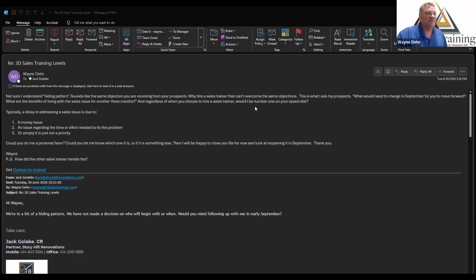And what are the benefits of living with the issue for another 3 months? Right? Most guys will say, well, what's the negative? What's the problem with living with it? What's the benefit? Because the benefit might be, well, now I can save up more money in 3 months to put the down payment out, or whatever it is. What's the benefit of waiting? Why are you waiting? And regardless of when you choose or who you choose to hire, would I be on your speed dial? So if somebody puts you off until September, say, well, we're probably going to wait until September. What's the benefit of waiting until September?